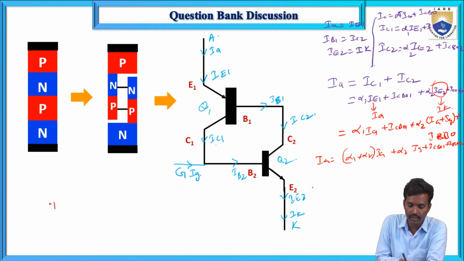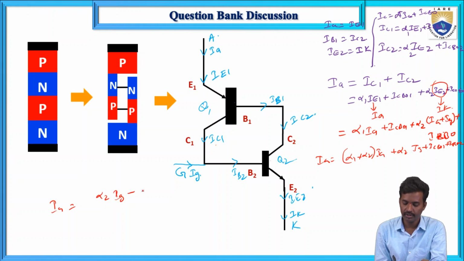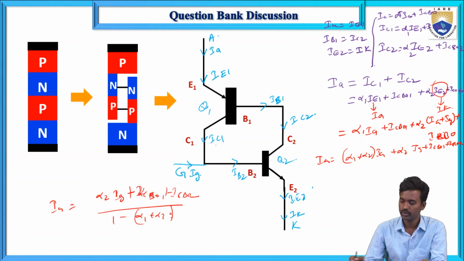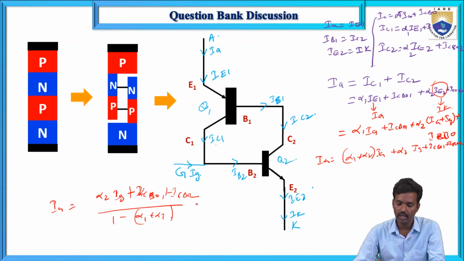So from this you can write IA equals alpha 2 IG plus ICBO1 plus ICBO2, divided by 1 minus alpha 1 plus alpha 2. So that is the case. This is the anode current expression using the two transistor model.